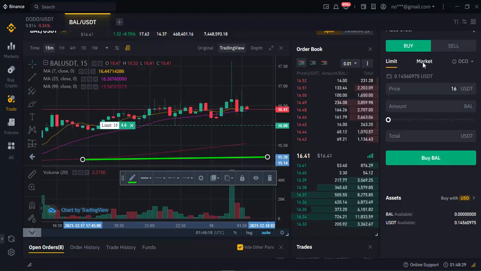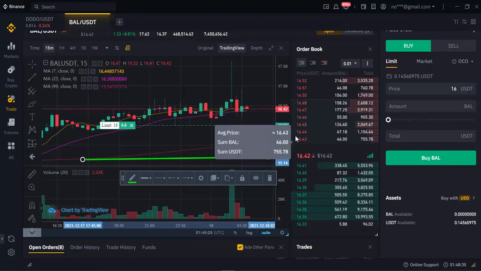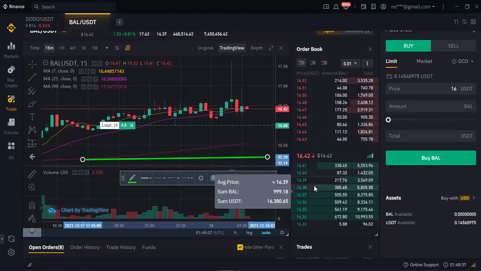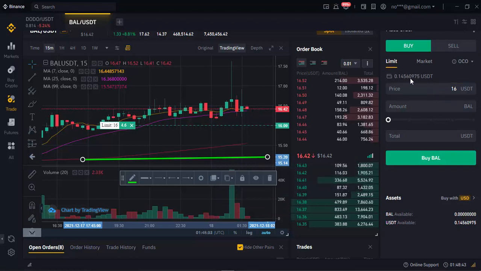Alright, for me, I don't normally use market, but if you want to use market, probably when there is very high volatility or fluctuation in the market and you want to quickly buy without waiting, that is when you use a market order. But you are going to be paying higher fees in transaction if you use market order.